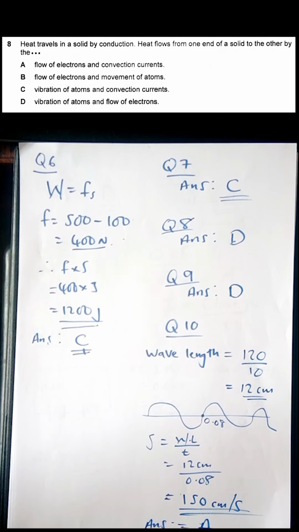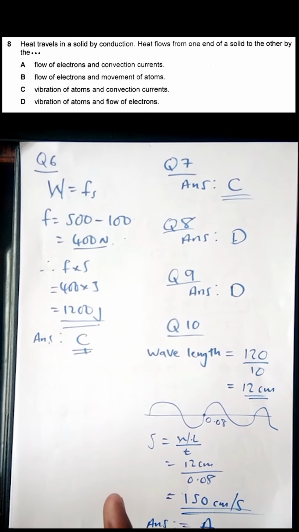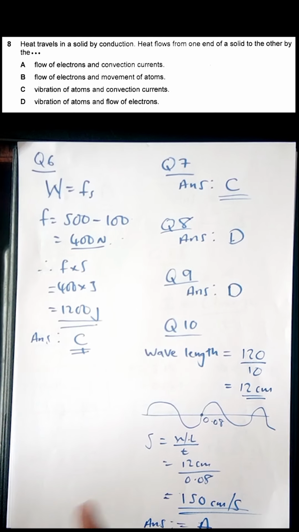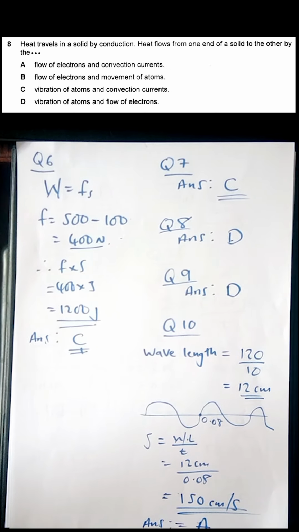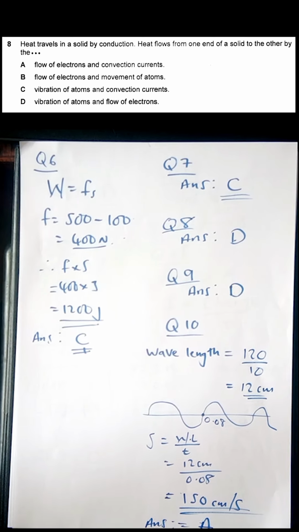Question number 8. Heat travels in solids by conduction. Heat flows from one end of a solid to the other by. So once we hear the word conduction, it is by vibration of particles. And where do we find that? We find that on option C and D. Both option C and D contain vibration of atoms, but it continues, and flows of electrons.